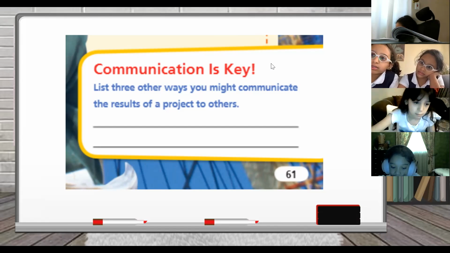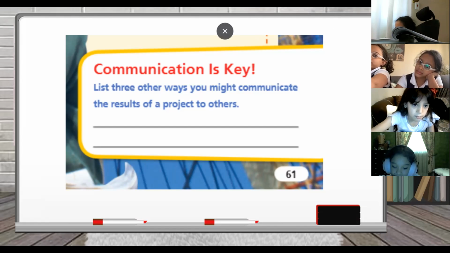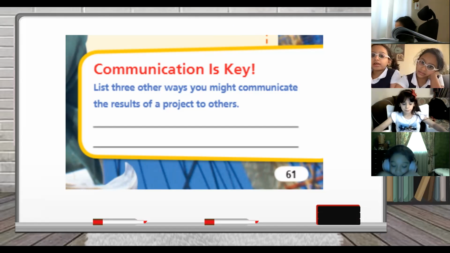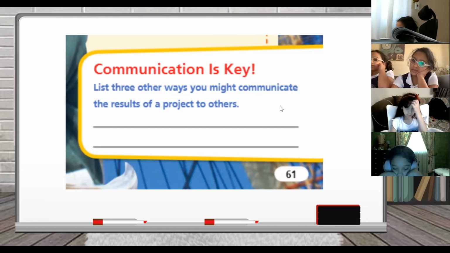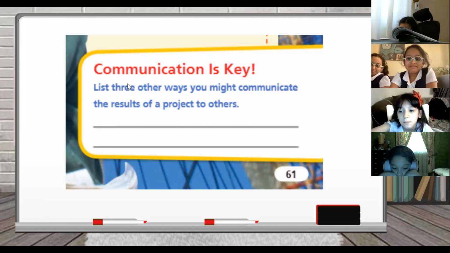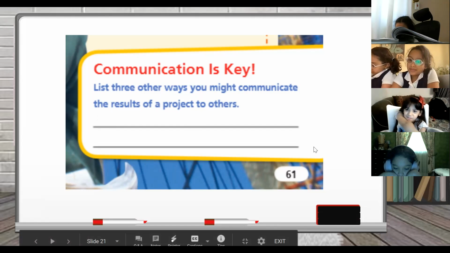Maybe when you ask a scientist and tell them about your prototype, maybe they will add something to it. Maybe they will tell you, oh, dear engineer, be careful. If you do that, this and that can happen. So you need to communicate with others. Communicating is really important. Now, I want you to list 3 other ways you might communicate the result of a project to others. How can you communicate with others, Lara?